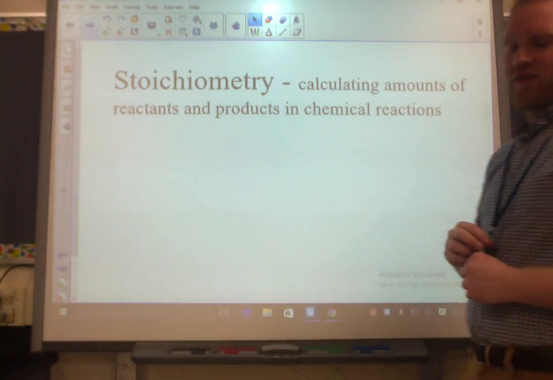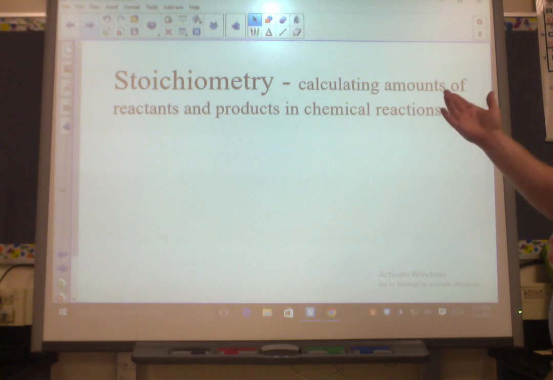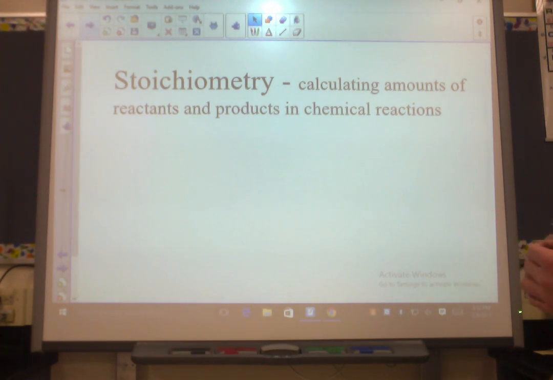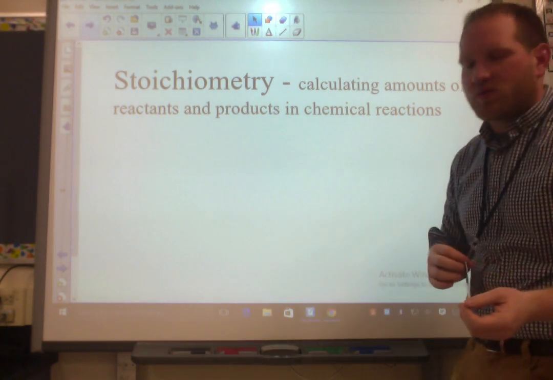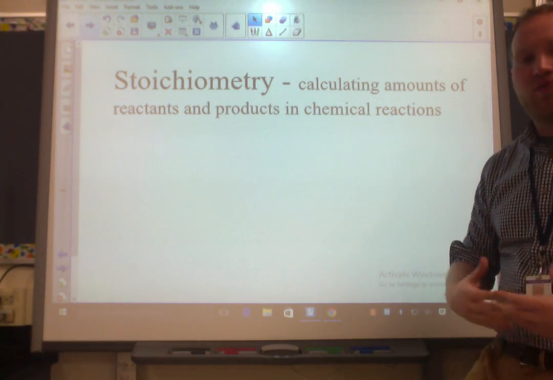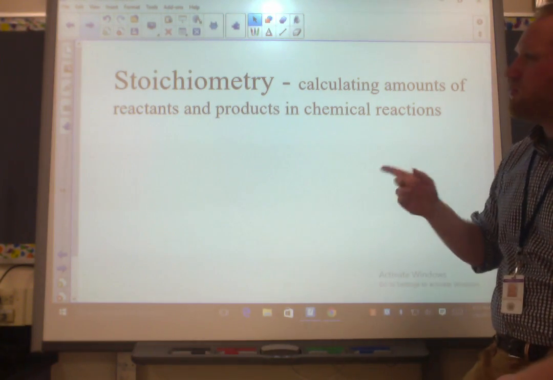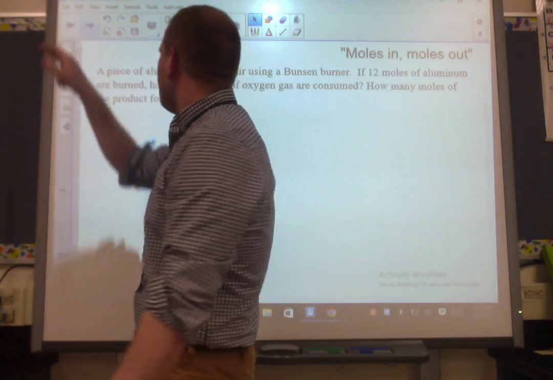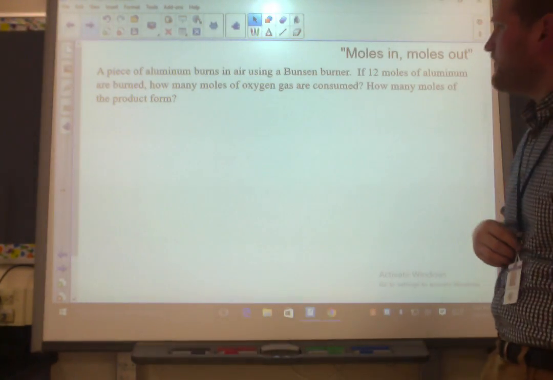So just to define stoichiometry, it's basically calculating the amounts of reactants and products in chemical reactions. Everything we did in Unit 7 was qualitative. You just described what was happening with formulas. Well, now we're going to put some math behind it. So let's start with this example here.